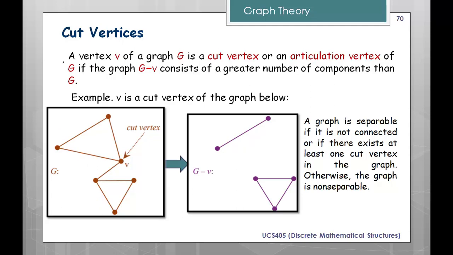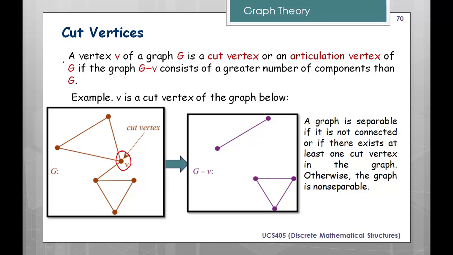Removal from a graph of a vertex and all incident edges produces a subgraph with more connected components. Such vertices are called cut vertices or articulation points. The removal of a cut vertex from a connected graph produces a subgraph that is not connected. See the example as shown here. So V is the cut vertex here.